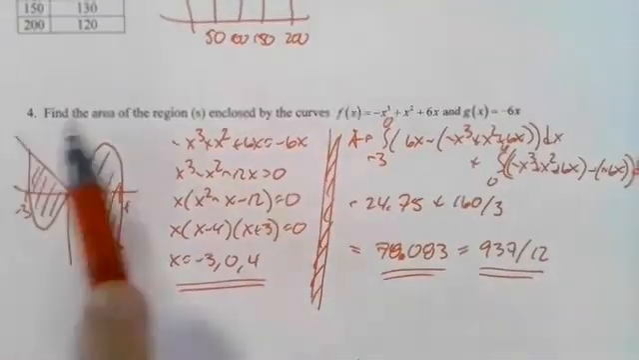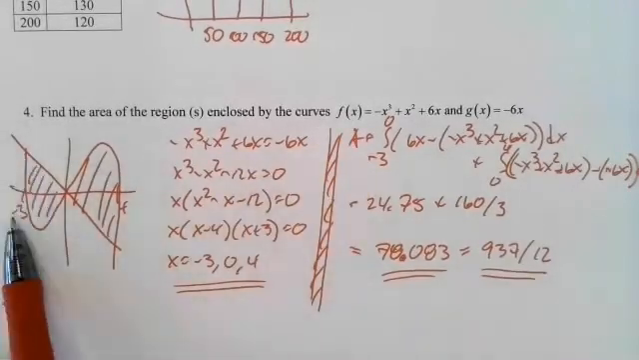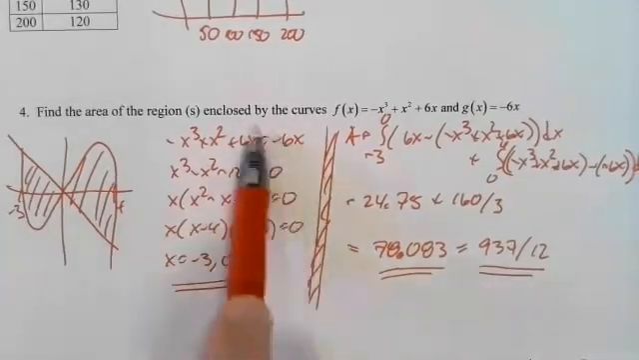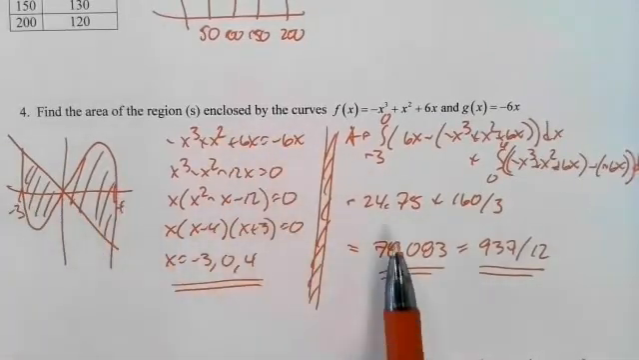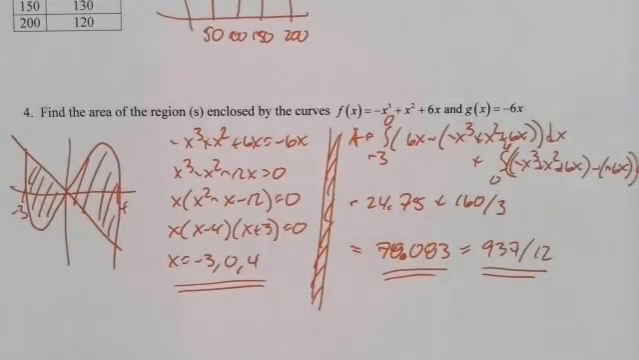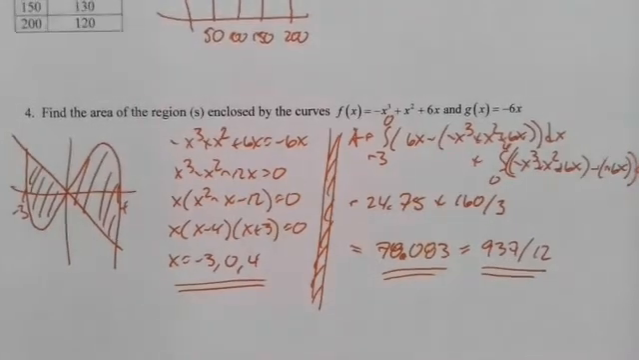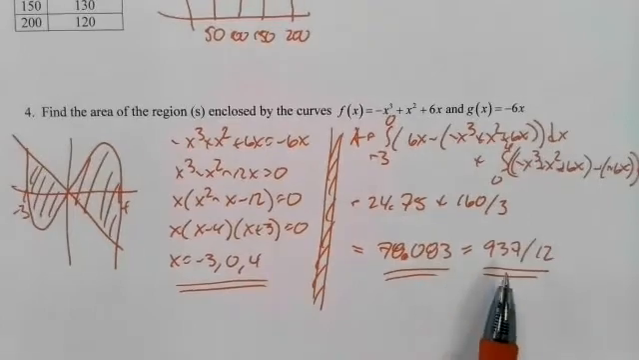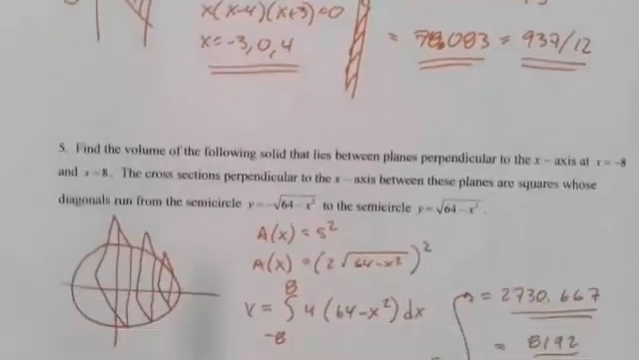Number 4, find the area. We got to do it twice. From -3 to 0. How do I find the zeros? I put them together. -3, 0, and 4. -3 to 0. Blast it out. Probably a calculator problem, but if you decided to do it that way, there it is.